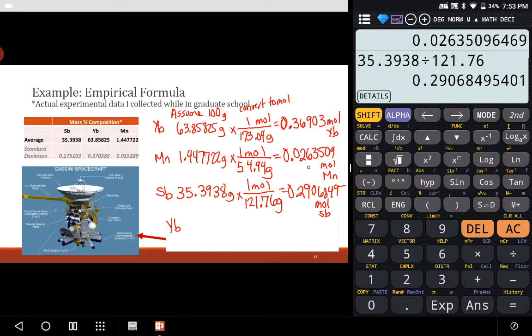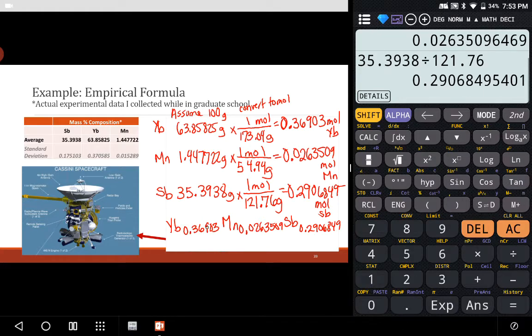individual counts, and we can scale those individual counts up to moles. And so this equates to 0.36903 of ytterbium, and then manganese would be 0.0263509, and then antimony is 0.2906849.